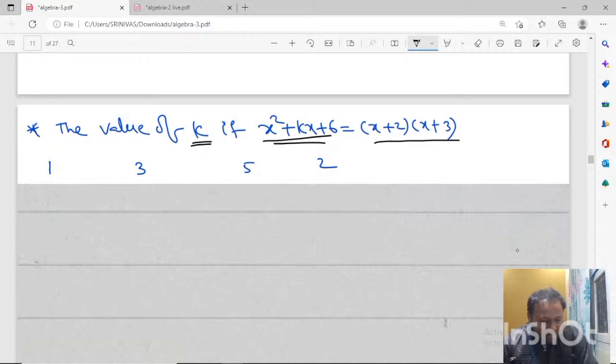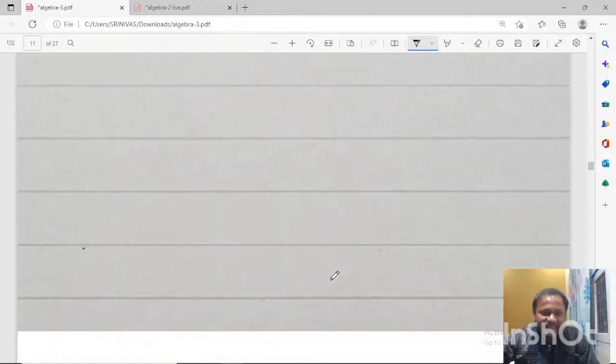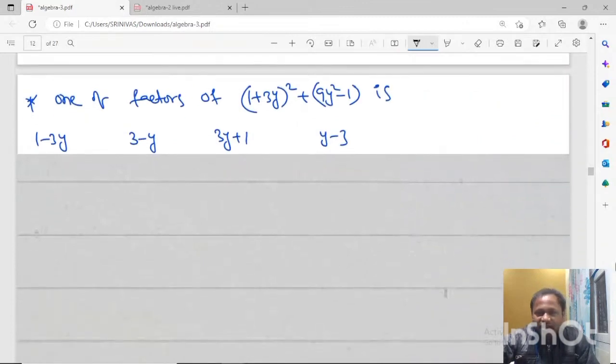Okay, everybody says answer is 5. Let me check it once. Just multiply these two, you will get same answer. X square plus 5x plus 6, just by multiplying this, k value is 5. Yes, 5, 5, 5, 4 fives, that is correct answer. Okay, now one more problem. Okay, Pratibha, correct answer. Pratibha, Sangeeta, you did correct. Now, I moved to another problem. What is that problem?